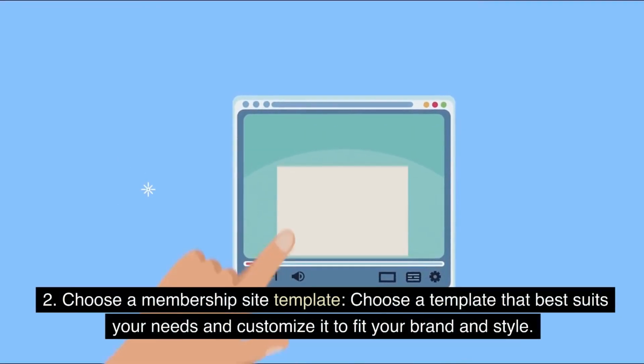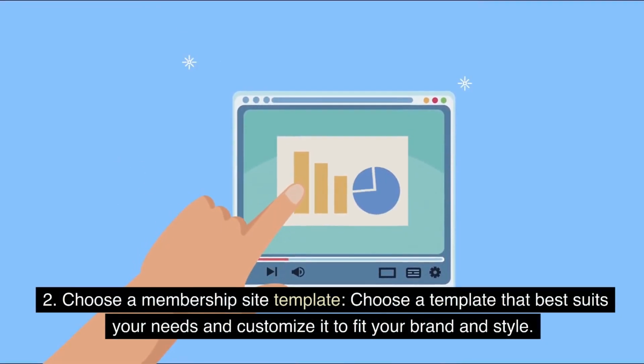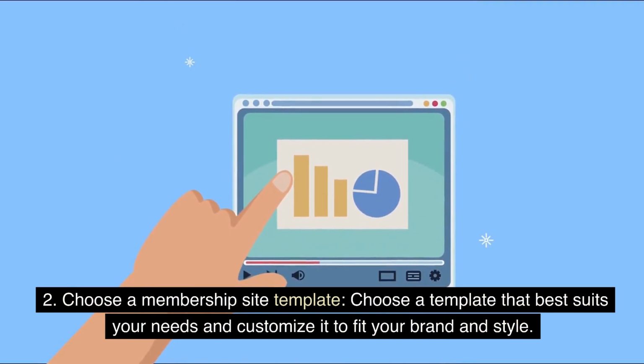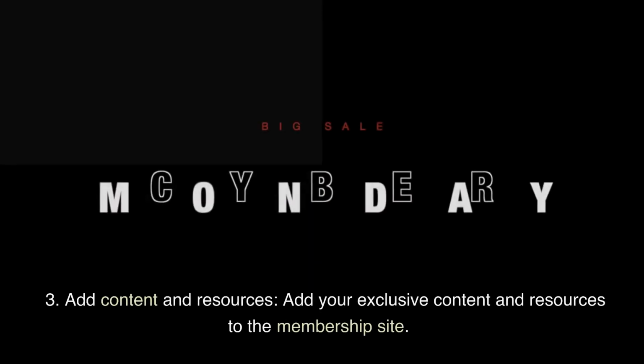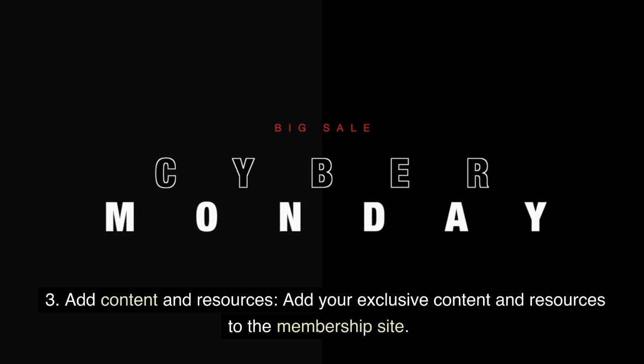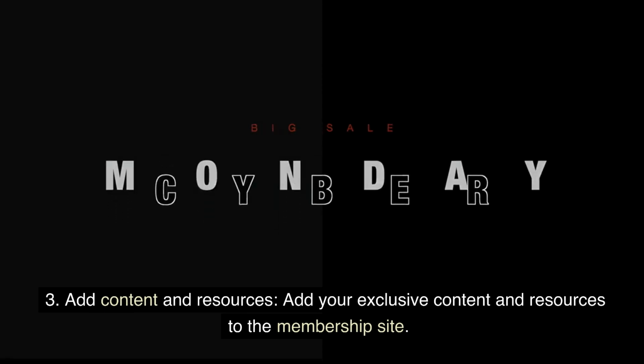2. Choose a membership site template. Choose a template that best suits your needs and customize it to fit your brand and style. 3. Add content and resources. Add your exclusive content and resources to the membership site.